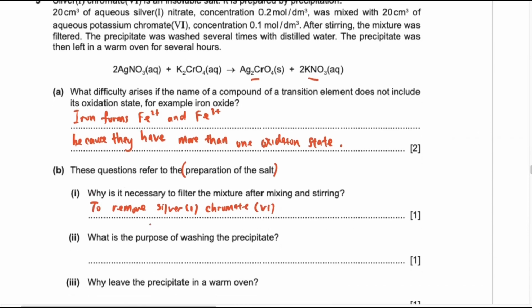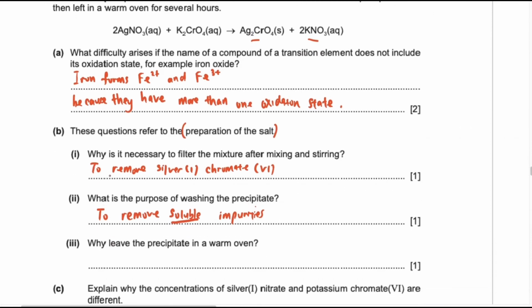What is the purpose of washing the precipitate? This one you can say what you will say just now, to remove the impurities. So yeah, the precipitate was washed several times with distilled water. Okay, so to remove the soluble is compulsory word. Without this word, you can't even get 1 mark. To remove soluble impurity. The soluble impurity will dissolve in water. So soluble impurity is the potassium nitrate. And so you have the extra potassium nitrate, you add water to wash it away.